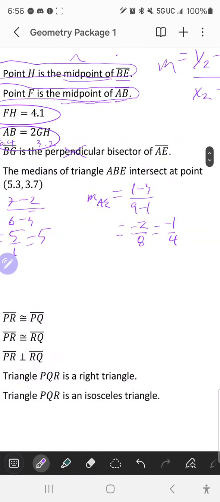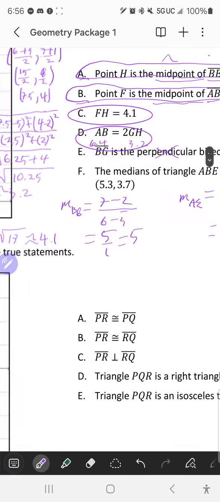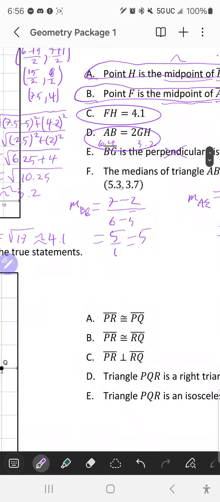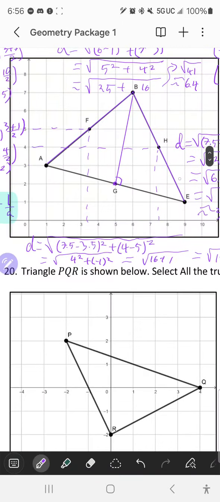Now, the medians of triangle ABE intersect at point 5.3, 3.7. The median is basically the line that goes from the angle, the point, to the midpoint of the opposite side. It's not a bisector, it is another one. So it's going to be A to H and it's also going to be E to F, since they are all the midpoints.